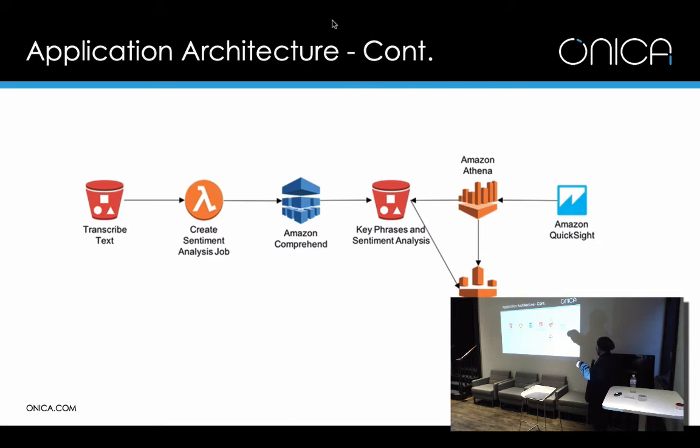function which creates the sentiment analysis job, which is Comprehend, and key phrases and sentiment analysis are then pulled from that, which, among other things, is just kind of what they were looking for. And then Athena, Glue, and QuickSight are used for the analysis, right? So Athena's going to query Glue, and QuickSight's going to display it all, right?